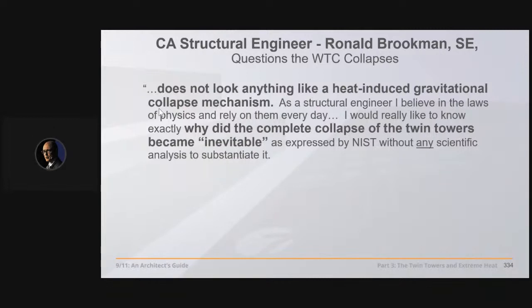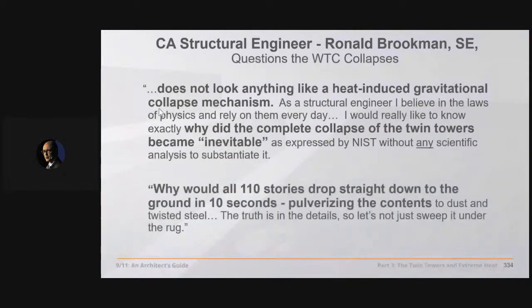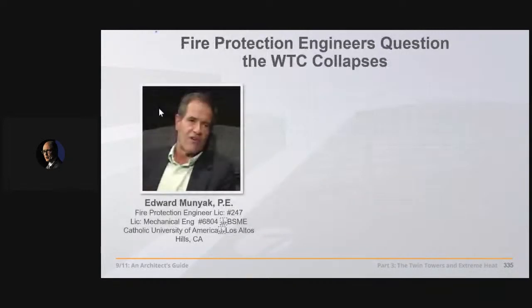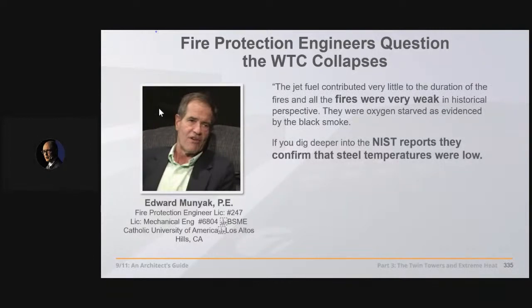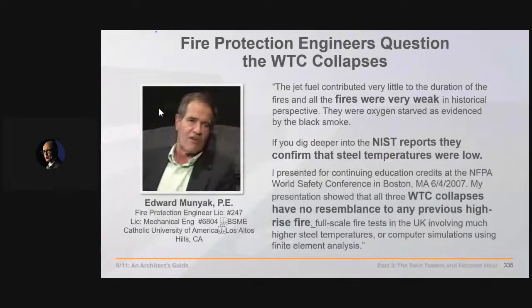Why did the complete collapse of the Twin Towers become inevitable? Why would all 110 stories drop straight down to the ground in 10 seconds, pulverizing the contents to dust and twisted steel? Ed Muniak, fire protection engineer, signed on to the petition also. Fires were very weak. NIST reports confirmed that the temperature was low, the fire temperature, and the steel temperatures, by the way. The WTC collapses have no resemblance to any previous high-rise fire collapse.